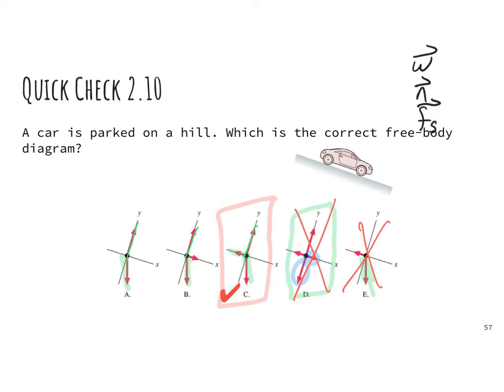Now, this might look a little weird, but the reason it works is that there's an X component. If I look at my force of gravity right here, there's an X component and there's a Y component, and those two need to be balanced out. The X component is balanced out by friction, and the Y component is balanced out by the normal force, and that's what keeps this one all balanced.